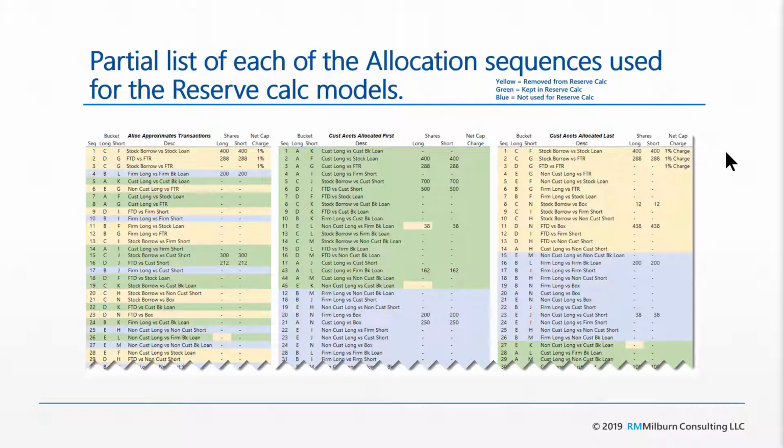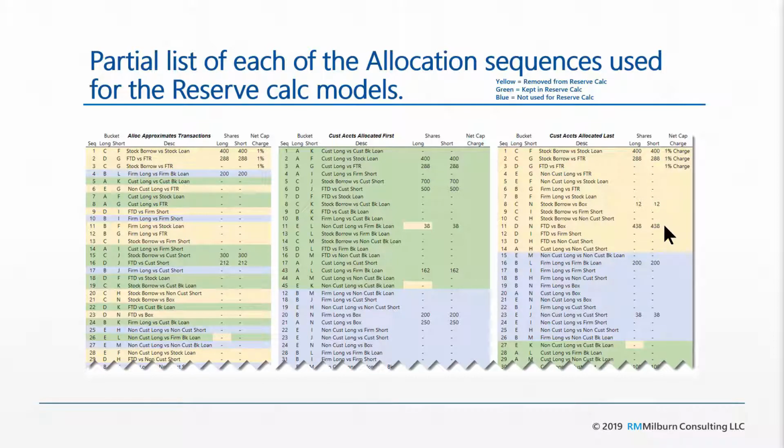On the last one, you have customer accounts allocated last. Here, all the items in yellow are removed from the Reserve Calc first. Stock borrow versus stock loan. We've seen that. Stock borrow versus fail to receive. Again, that's what the first one we did. Stock borrow versus the box, and also failed to deliver versus the box for 438 shares.